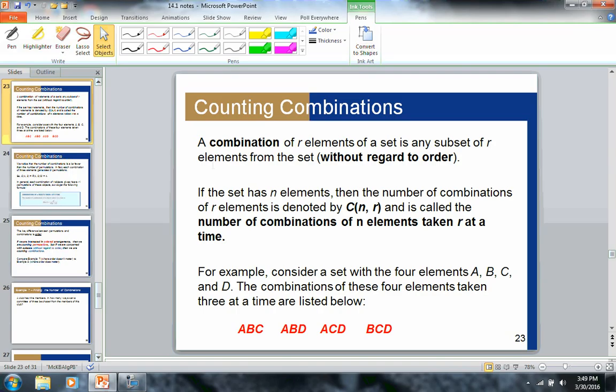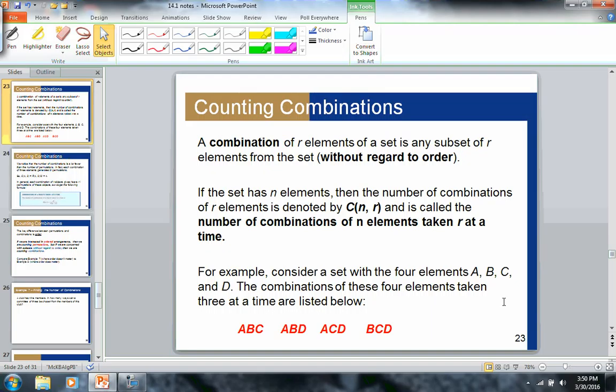Okay, so here it says a combination of r elements of a set is any subset of r elements from the set without regard to order. And if the set has n elements, then the number of combinations of r elements is going to be denoted as C(n, r). So the C again means we're going to use a combination. This is called the combination of n elements taken r at a time. And down here they have a brief example.